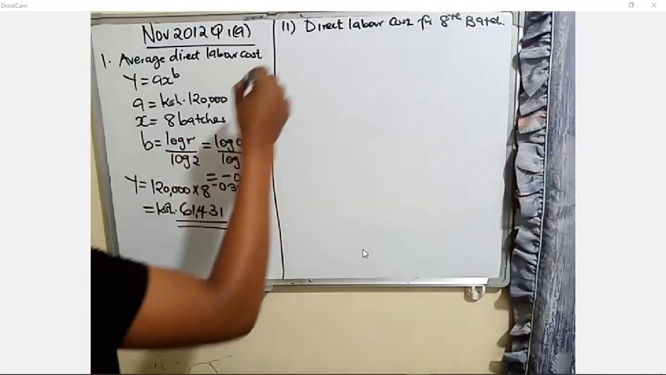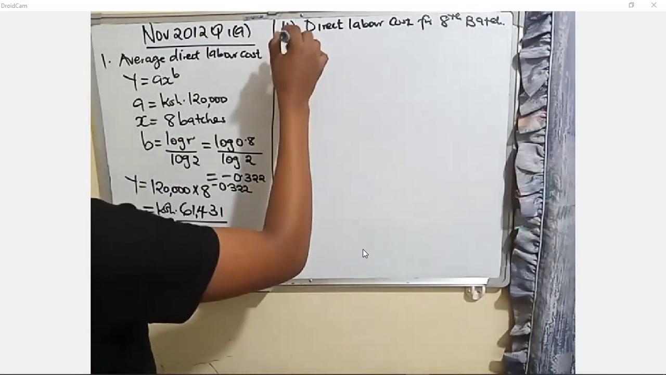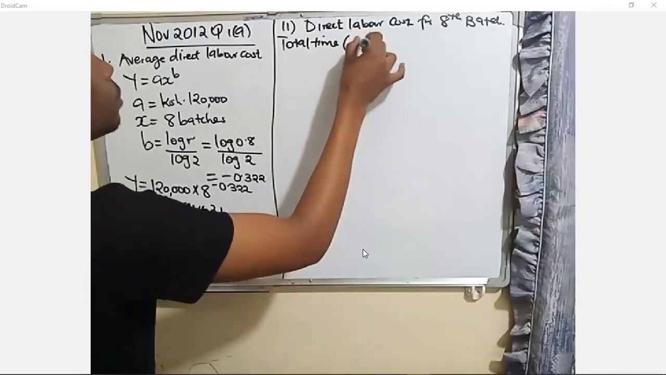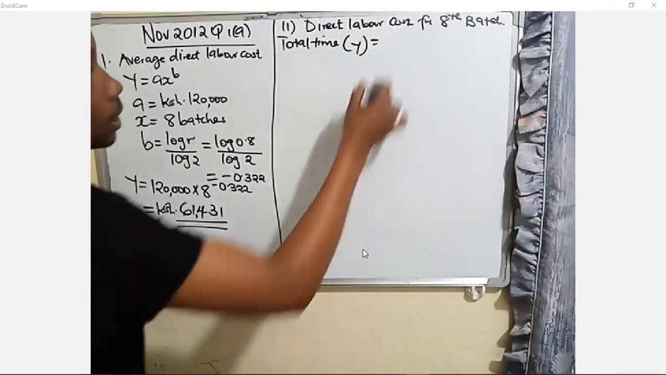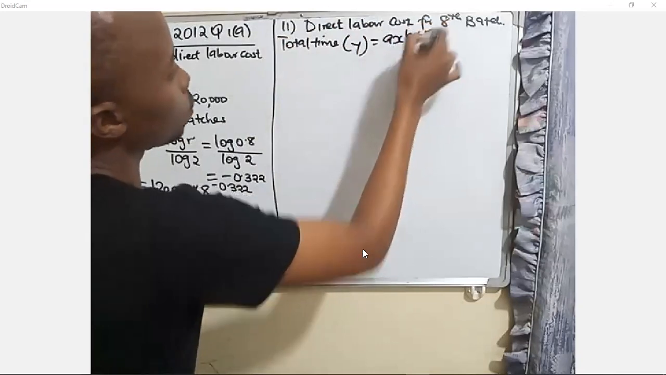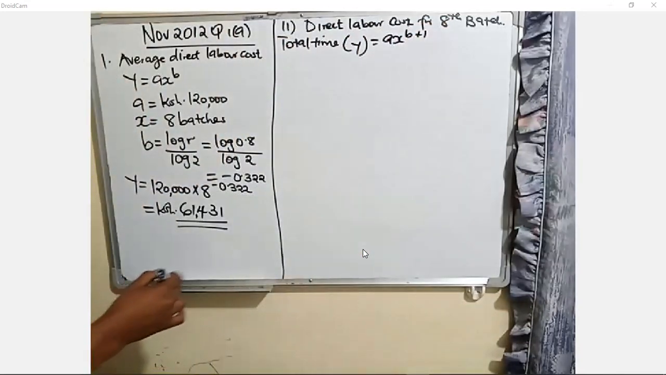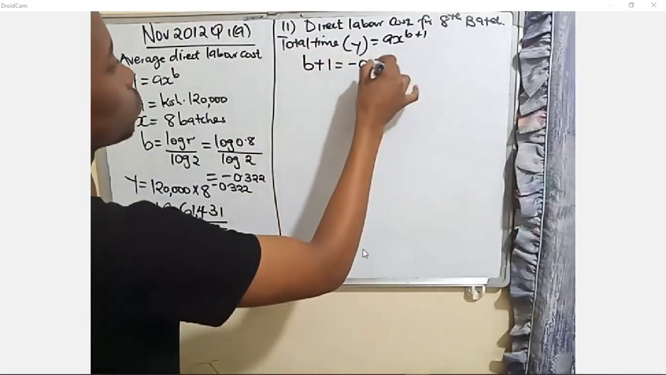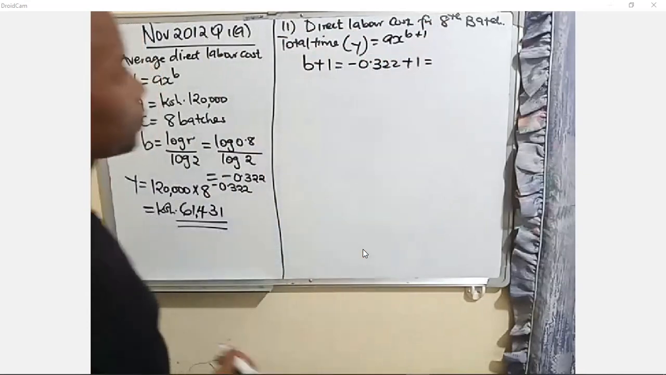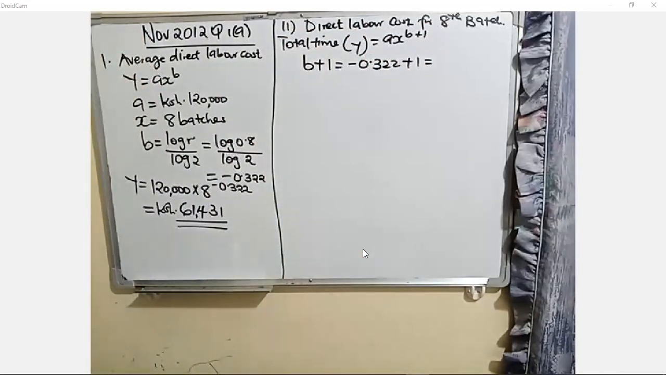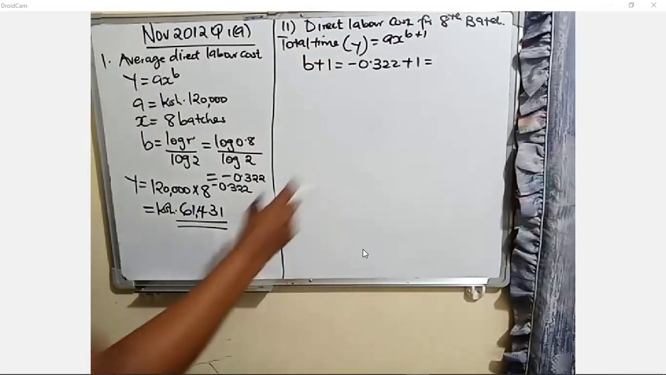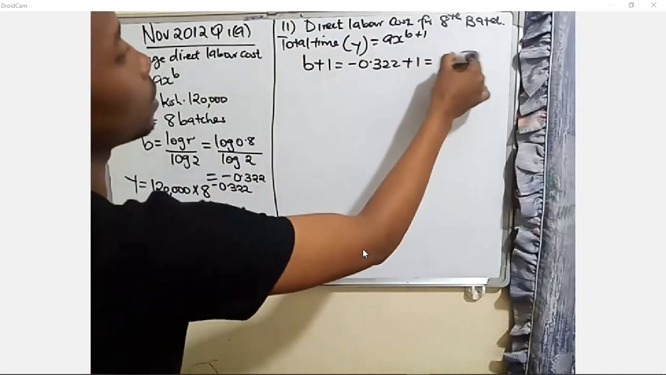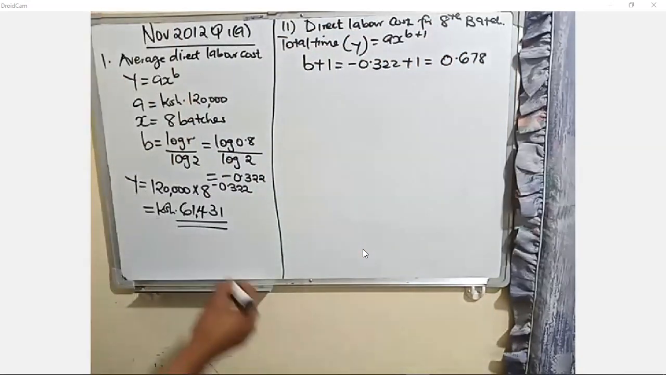So in this case, I'm going to be using the total time formula, which we normally get by taking a X to the power b plus 1. Even if I don't know what I'm doing, b plus 1 is equal to negative 0.322 plus 1. How much is this? So this plus this, you get how much? 0.678. Thank you.